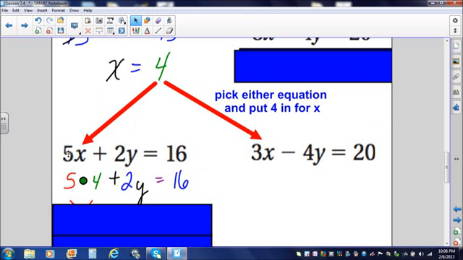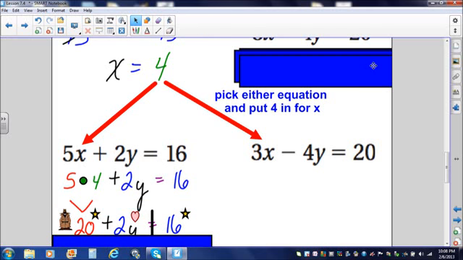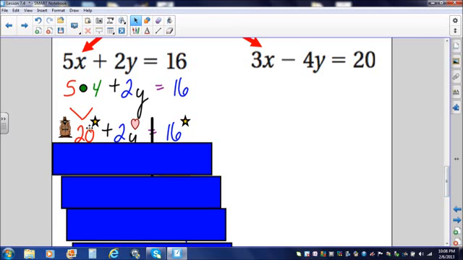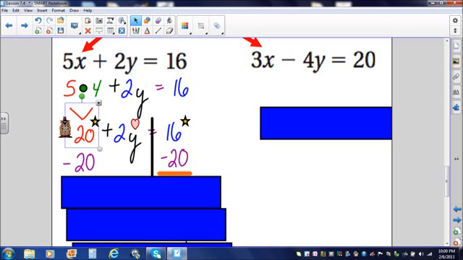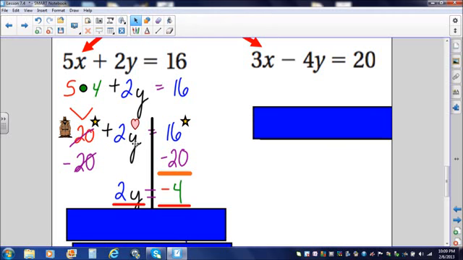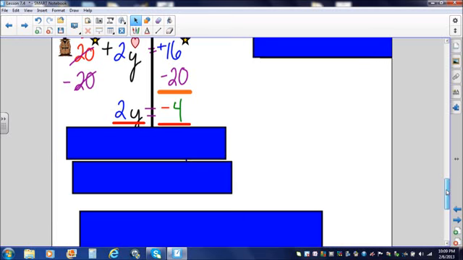5 touching x means 5 times 4 plus 2y equals 16. 5 times 4 is 20. 20 plus 2y equals 16. Go old school, stars and hearts. 20 is a SPY for the positives, so we're going to subtract 20 on both sides. Now I'm left with 2y equals negative 4. Positive 16 and negative 20 gives me negative 4.